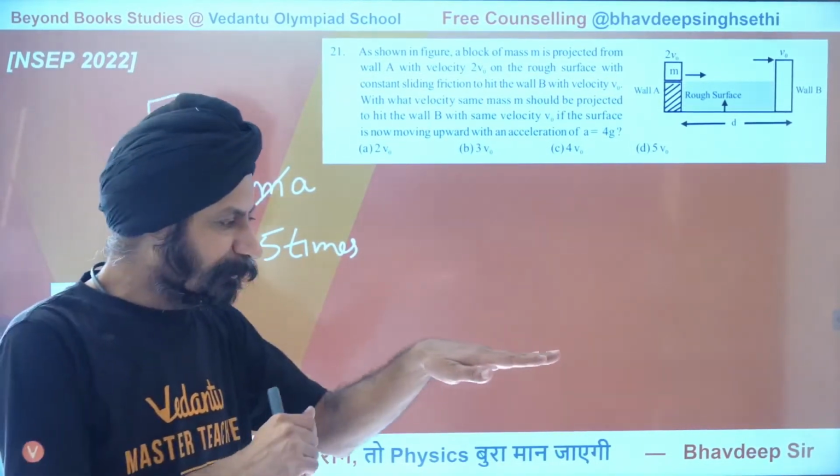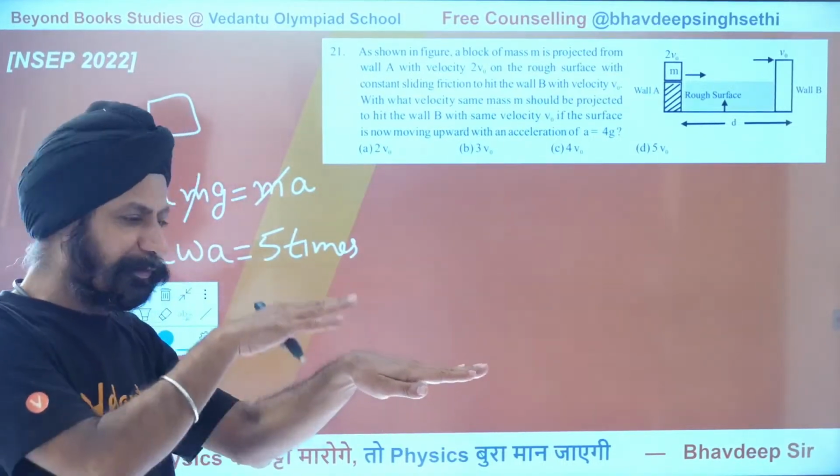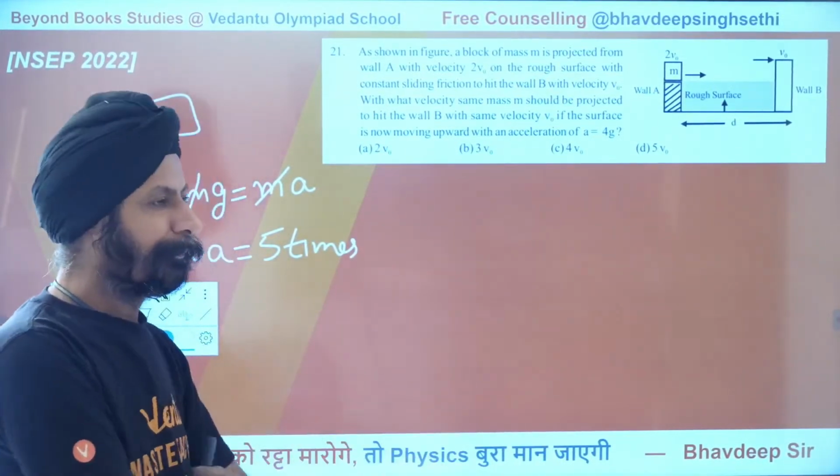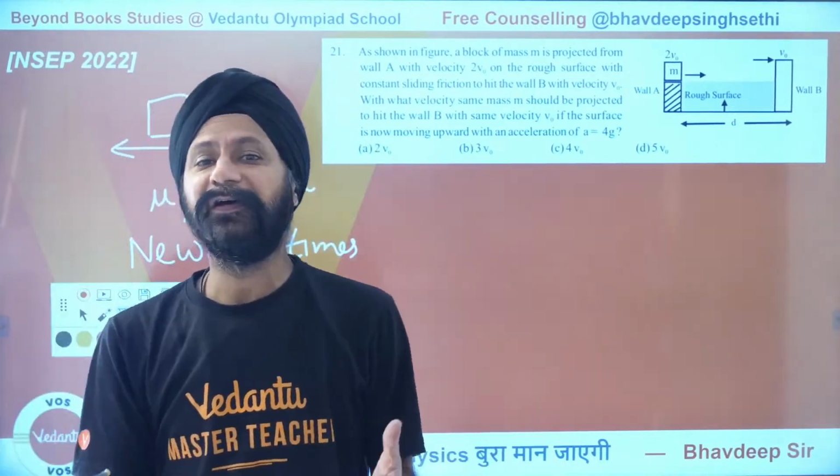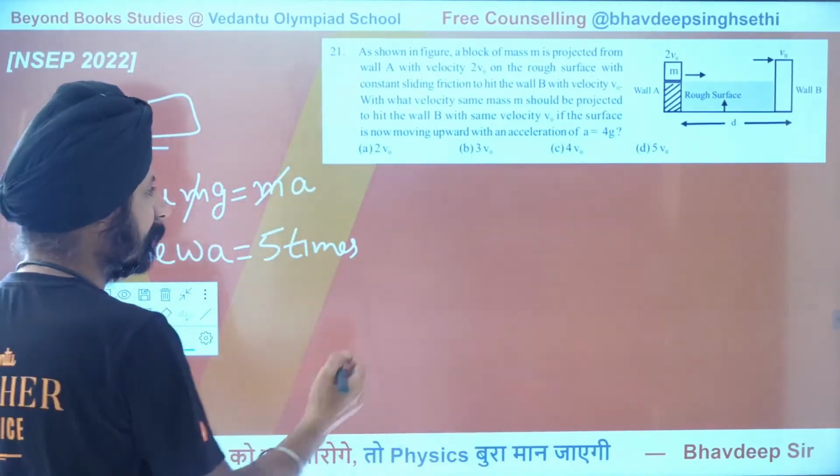So when the thing was not accelerating up or down, there was a certain retardation. But as soon as you accelerate up with 4g, there is a 5 times retardation now. So let's start writing equations.